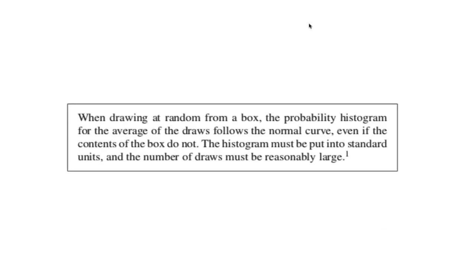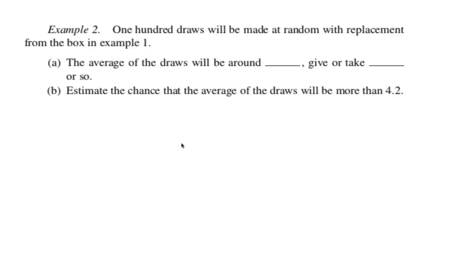And here's a very important fact. When drawn at random from a box, the probability histogram for the average of the draws follows the normal curve, even if the contents of the box do not. And so if I put this histogram into standard units, we can use the Z table to calculate probabilities. This fact is from chapter 18, which we haven't covered, but we're going to take this statement as a fact, and then we're going to apply it to the following examples.